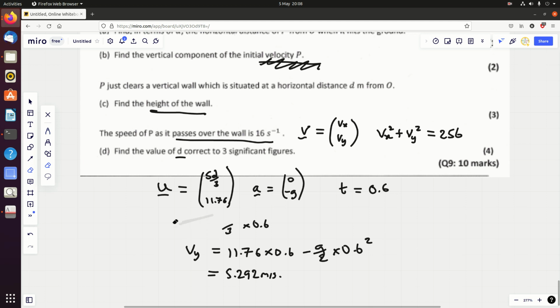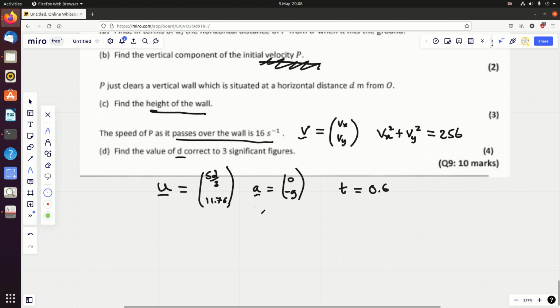Okay, so we're just about to do part D, and I've written down a few facts here about it. Sorry, I messed it up in the last video, and I was making such a pathetic effort with it that I've actually started again. So we're trying to find the value of D, correct to 3 sig fig.